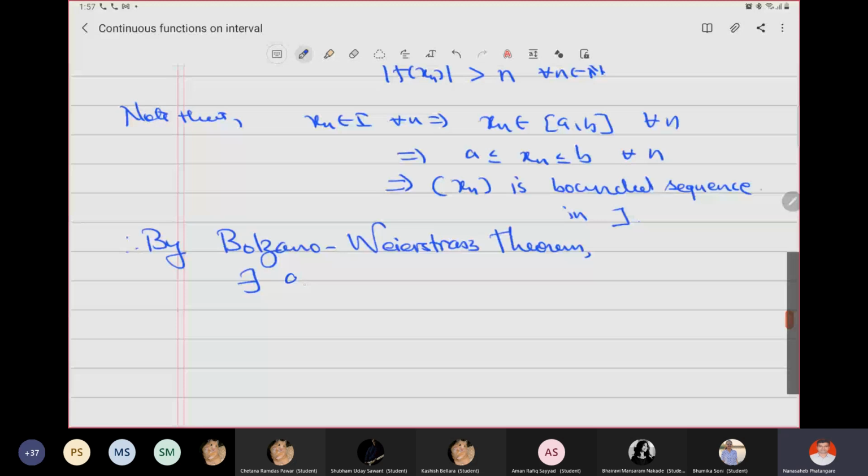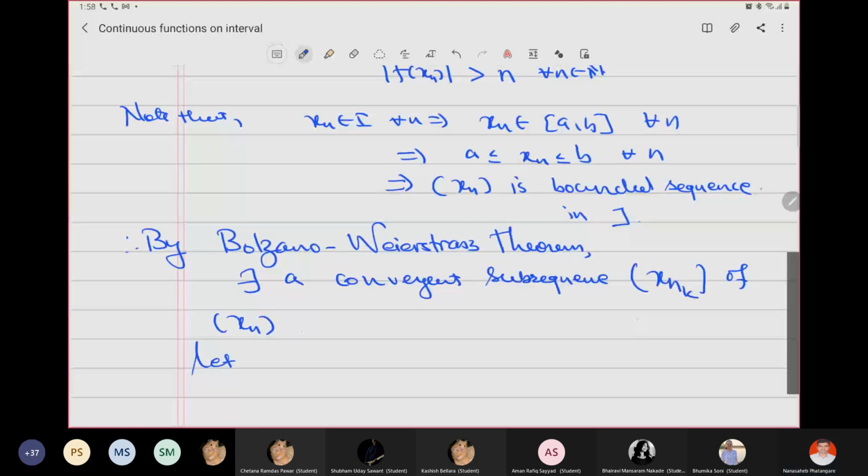xn k of xn, right? So let the limit as k tends to infinity. So xn k is convergent, so its limit is x, right? Its limit is x.